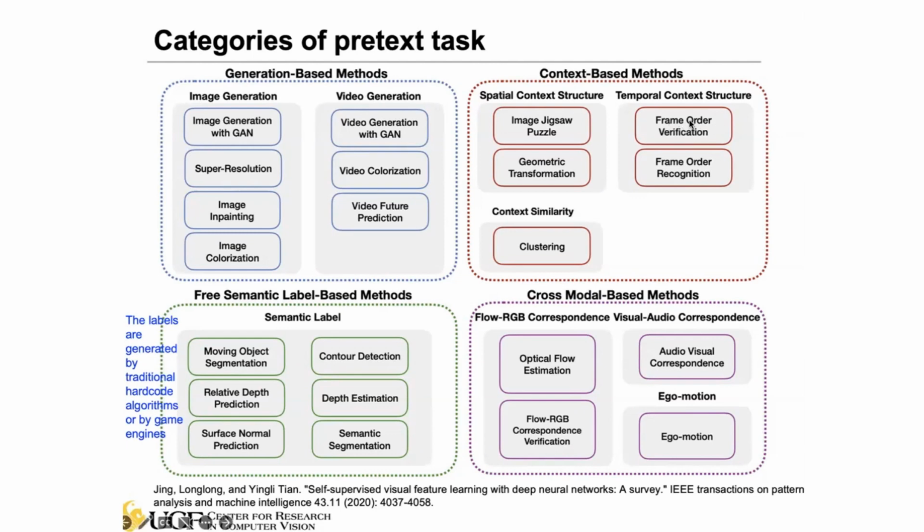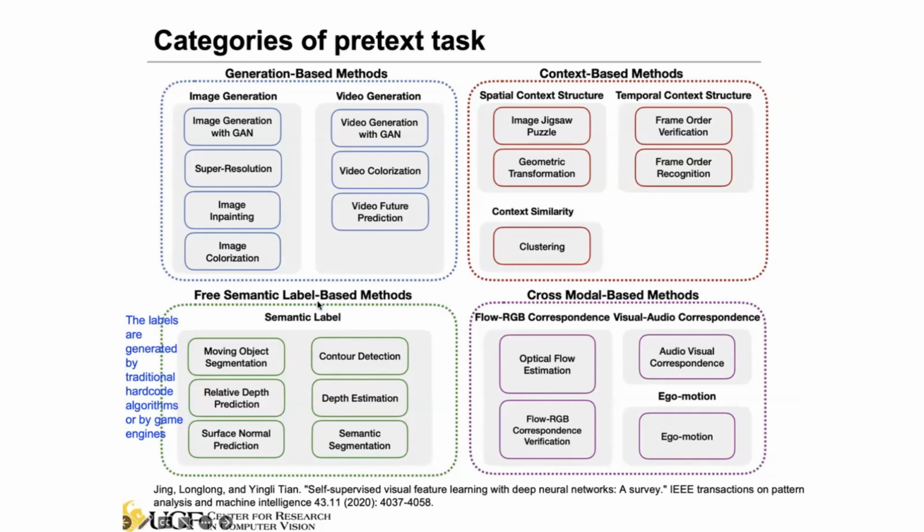And for the video case, we can of course do this kind of jigsaw puzzle in the spatial dimension, but we can also do frame order verification. We can shuffle the frames in the original video, then ask the network to predict the correct order of these shuffled frames.